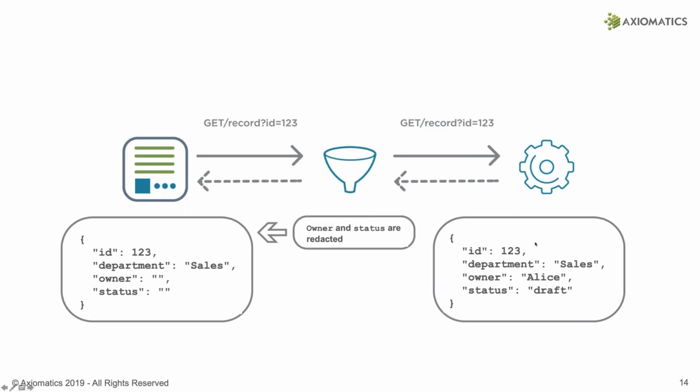So the backend API holds a record. In this case, it's record 1, 2, 3, and it has data to it. We have an authorization decision that the fields owner and status should be redacted. What gets returned to the caller is a redacted owner and status field. We've essentially removed the information from those two.